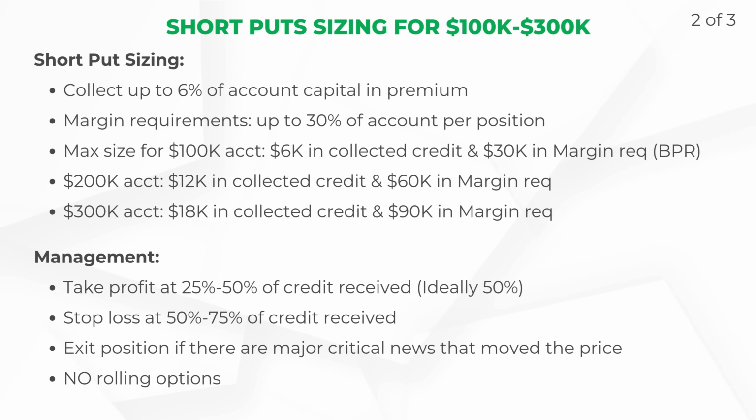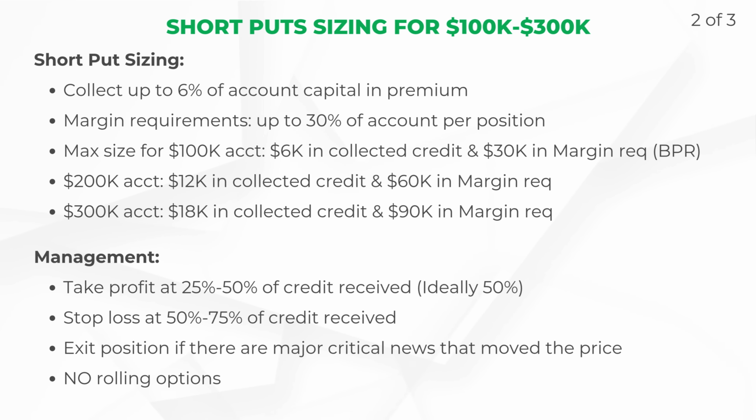Now, the more important thing is actually the margin requirements. I will use up to 30% of my account in margin requirements per position. So exactly what it means: for a 100K account, I will collect $6,000 in credit. Now this is the maximum, and I will be using a maximum of $30,000 in margin requirement or buying power reduction, depending on the broker you use. I use Interactive Brokers. They call it margin requirements, right?